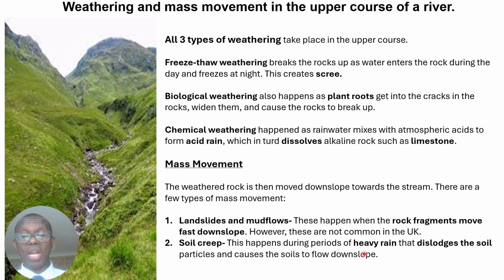And this will happen during times of heavy rain, and that heavy rain will dislodge the soil particles and cause those soils to flow down the slopes in the upper course of the river.